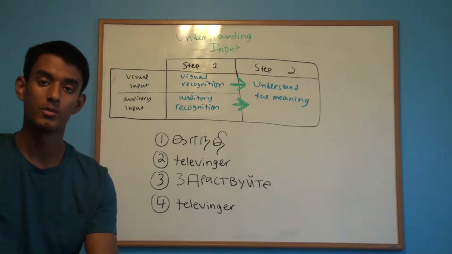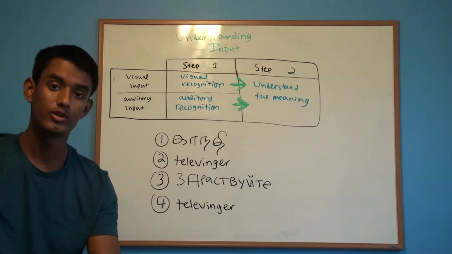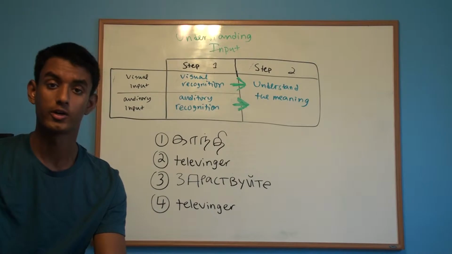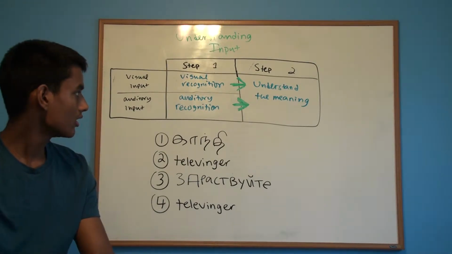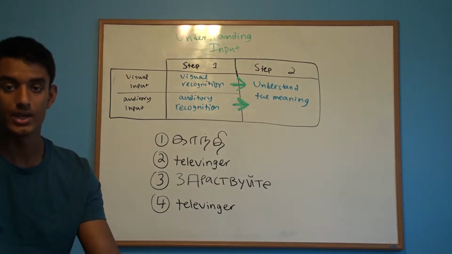Hi, today I'm going to talk about comprehension with regards to language learning. There are two types of comprehension: auditory comprehension and visual comprehension. First, we'll talk about visual comprehension. To truly comprehend and understand something, there are two steps that have to happen.